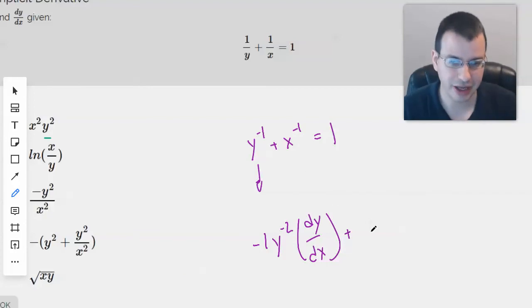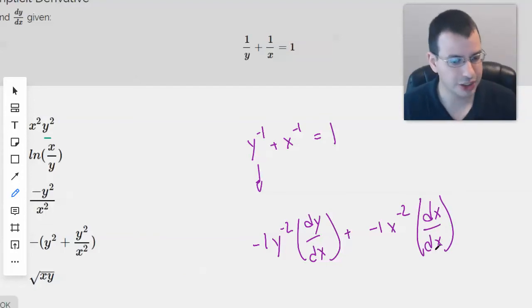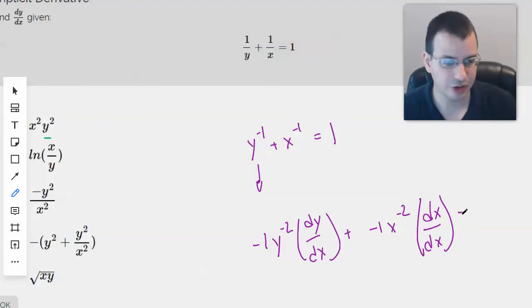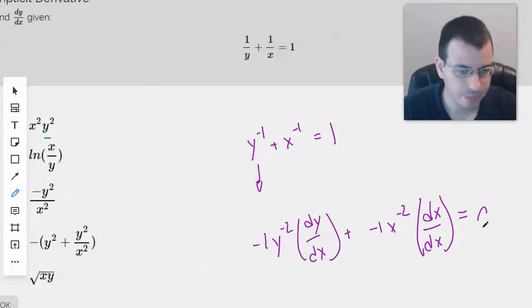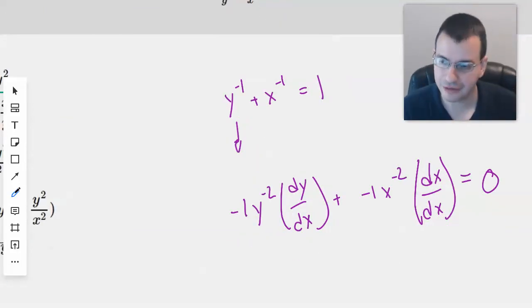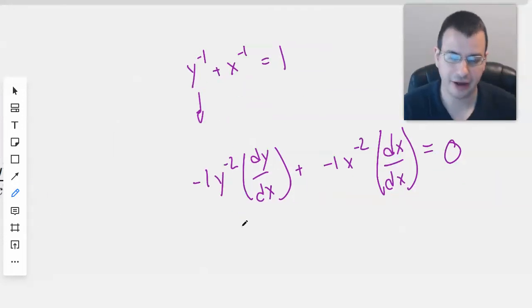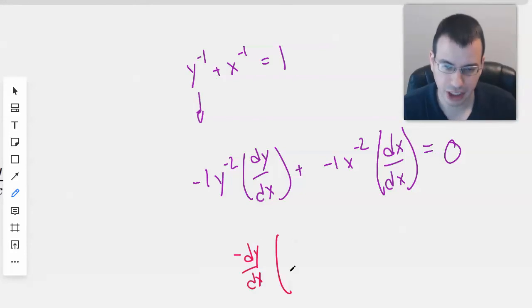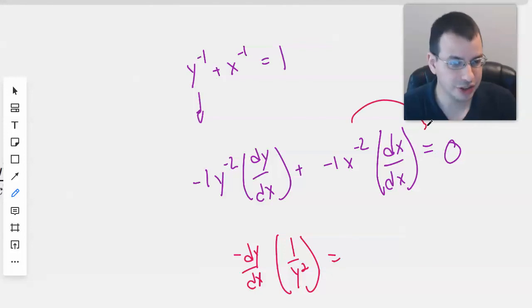So then we do the same thing for x. So we have negative 1, x to the negative second. That's the power rule. Then we would do the chain rule, same with y, dx, the derivative of x with respect to x, which in this case is just going to be 1. And then we'll take the derivative of 1 with respect to x. And since 1 is a constant, it just goes away. So rewriting this in a prettier fashion, we will have negative dy dx times 1 over y squared equals, and I'm going to move this over to the other side.